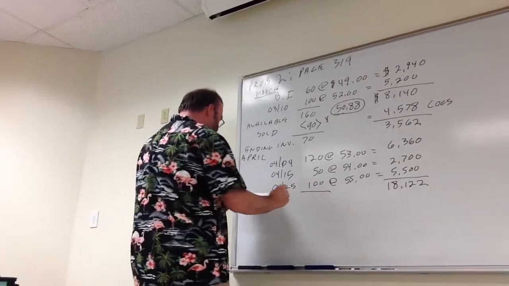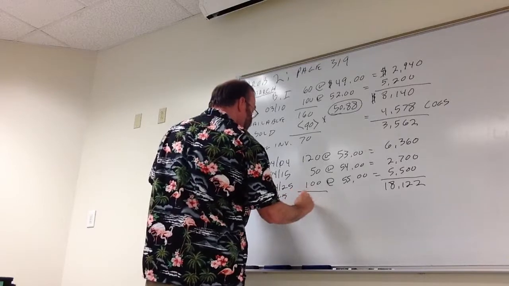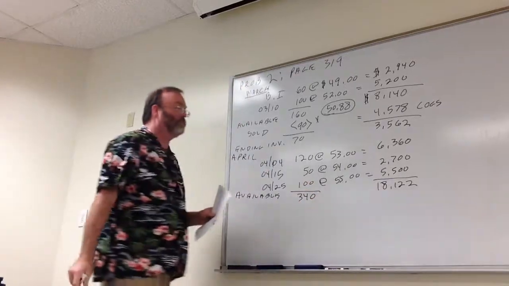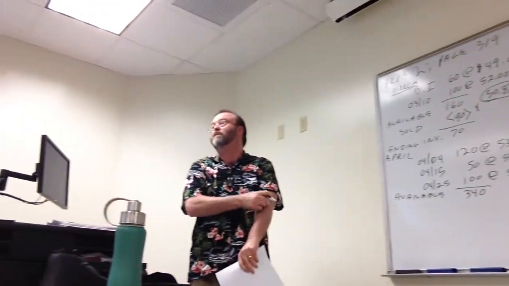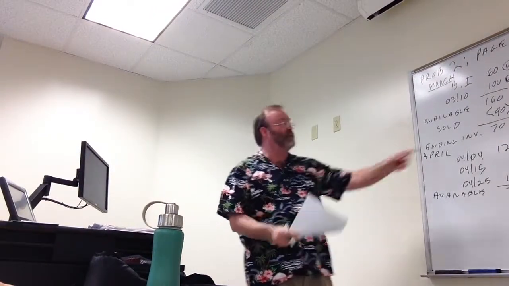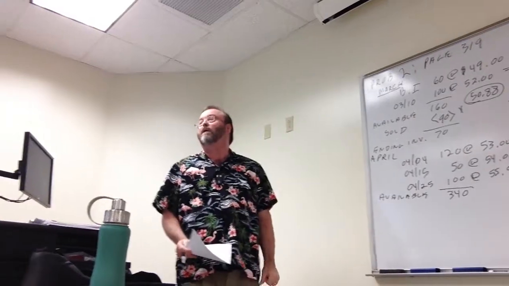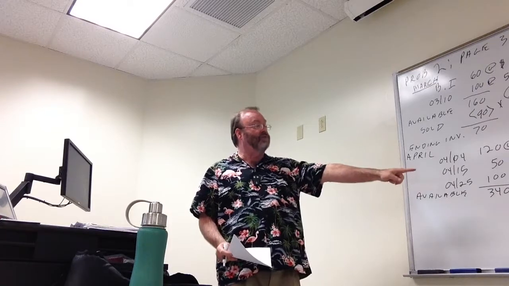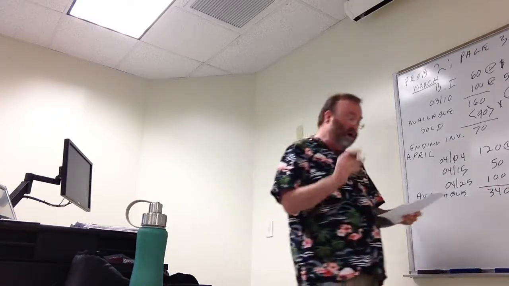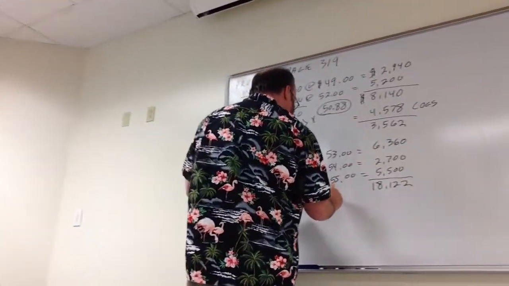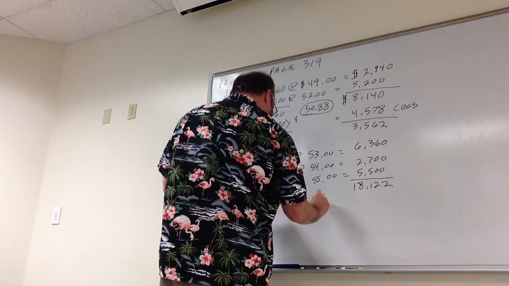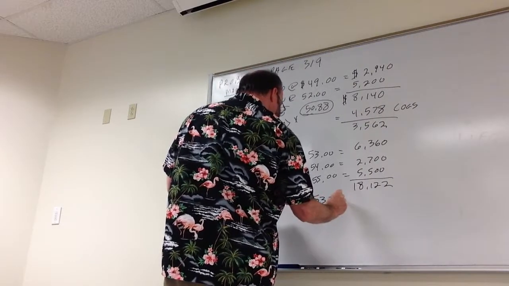Total number of units are 340. So we have 340, that's the 70 plus the 120 plus the 50 plus the 100. If you divide the 340 units into the $18,122, we now get an average cost of $53.30.